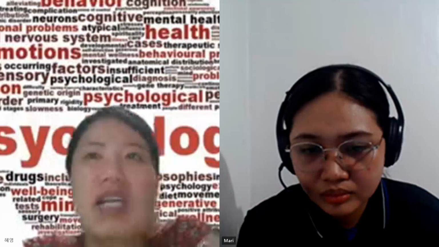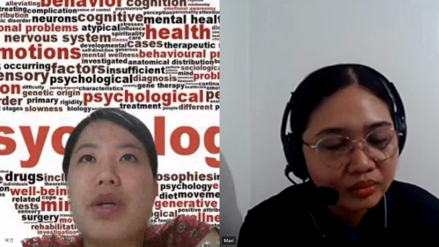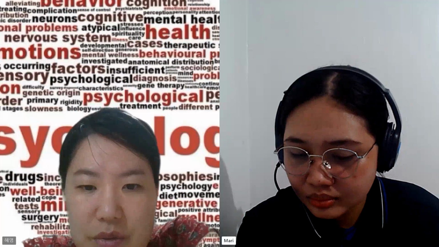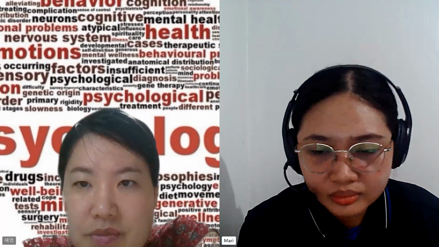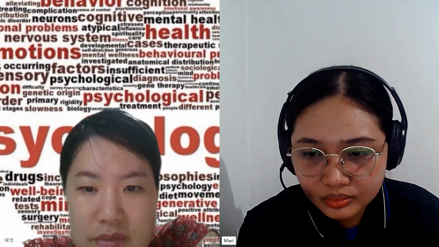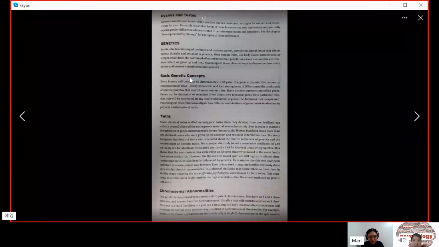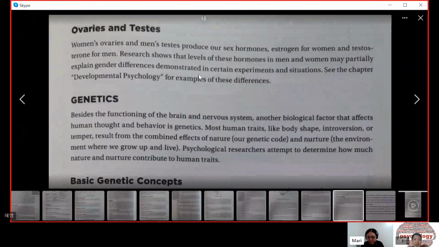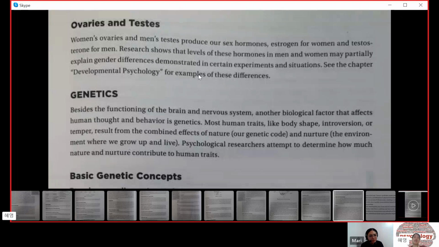Adrenal glands, right? And now we will do ovaries and testes. This one. So women's ovaries and men's testes produce our sex hormones, estrogen in women and testosterone in men. Maybe you heard these two main hormones, right?